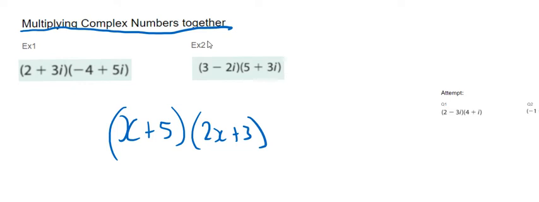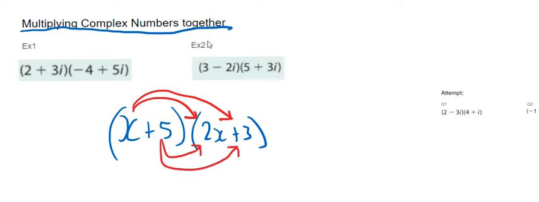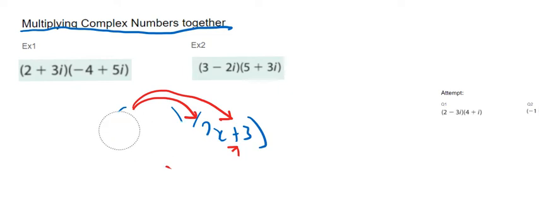Different people do this in different ways, but really what you're going to do is x multiplied by 2x, x multiplied by 3, and then 5 multiplied by 2x and 5 multiplied by 3. So that's expanding out double brackets. This is very similar to that.